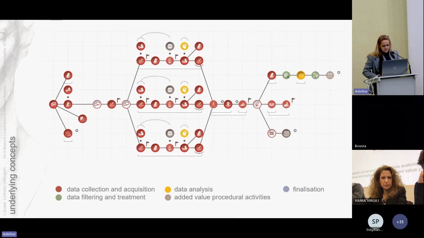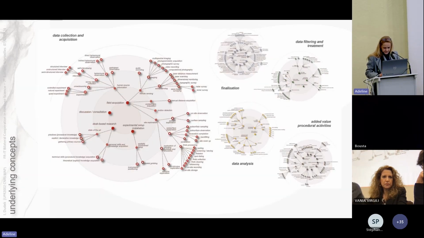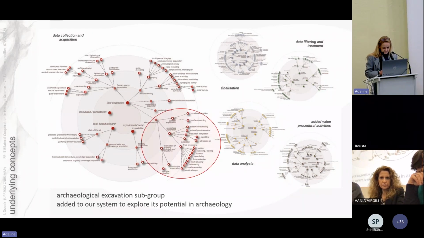So each node of the diagram represents an activity. Its color refers to one of the 5 groups of activities. Data collection and acquisition is red. You see, it's mainly red. But there are some elements that are yellow, data analysis, or green, data filtering and treatment groups. Within each group, activities are structured, defined, and exemplified. They result from successive knowledge elicitation steps. It means that activity structure can be enriched.